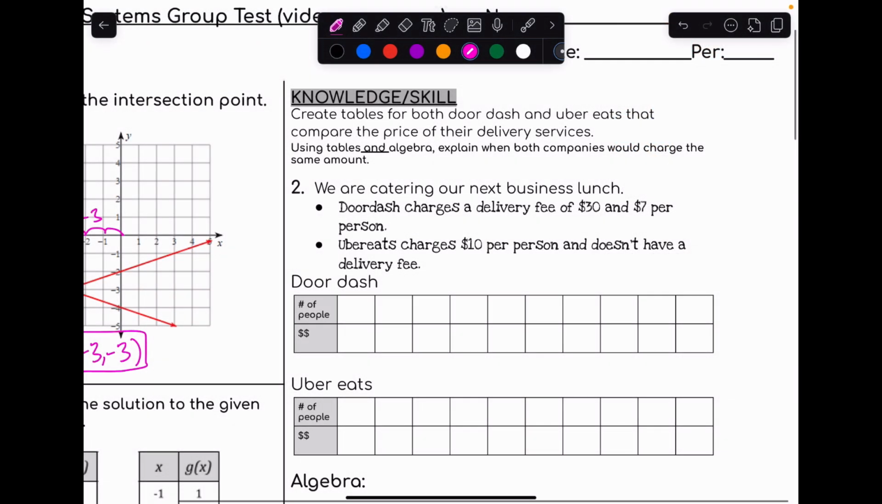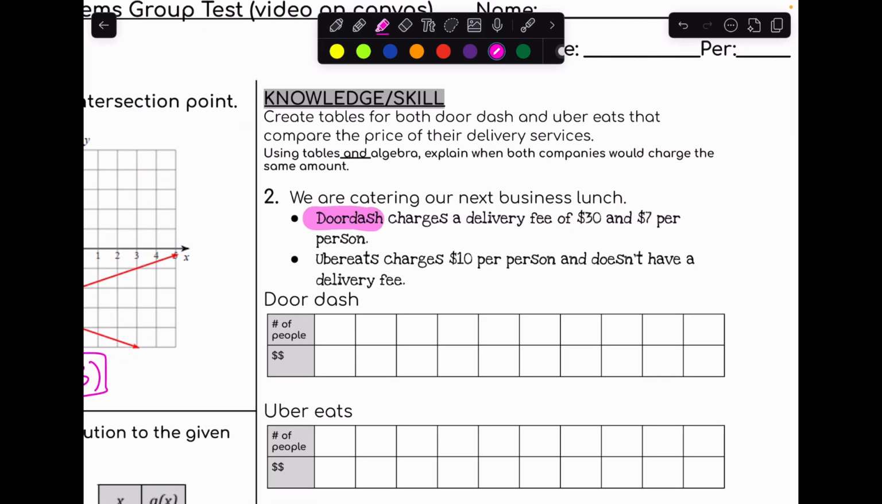All right, number 2: create tables for both DoorDash and Uber Eats that compare the price of their delivery service. We're going to use a table and algebra to explain both companies and when they would charge the same amount. Starting off with DoorDash, it charges a delivery fee of $30 and $7 per person. That "per" tells you that that's your growth. They start you off with a delivery fee before you even start making your order.